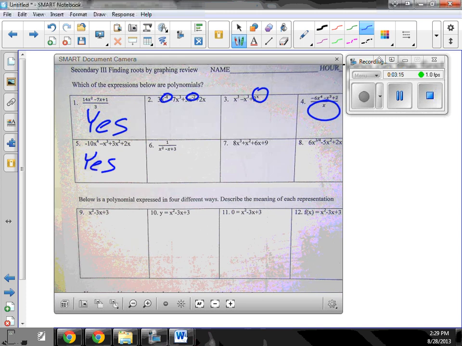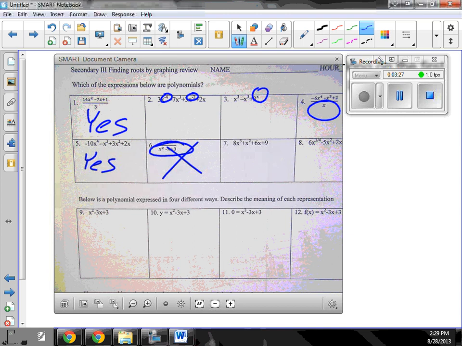Number 6. No. It has a polynomial in the denominator, but the expression itself is not because there are variables in the denominator. Number 7. Yes. Number 8. No. It has a 3/4 exponent on a variable. So 8 is a no. Okay. Right. Only whole numbers. 0, 1, 2, 3, 4, and on up.